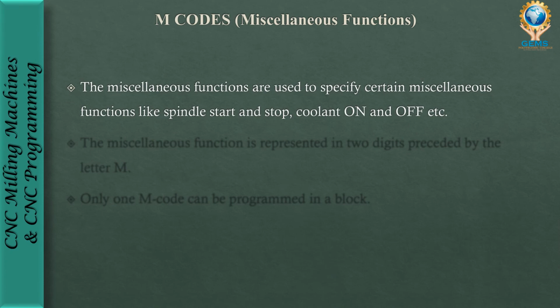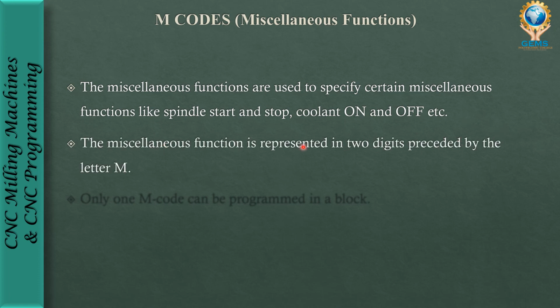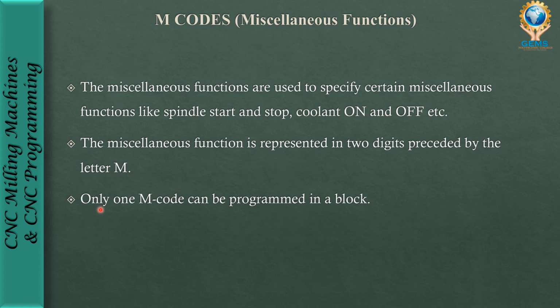Now let's come to the M codes, that is the miscellaneous functions. The miscellaneous functions are used to specify certain functions like spindle start and stop, coolant on and off, etc. The miscellaneous function is represented in 2 digits preceded by the letter M. Only one M code can be programmed in a block.